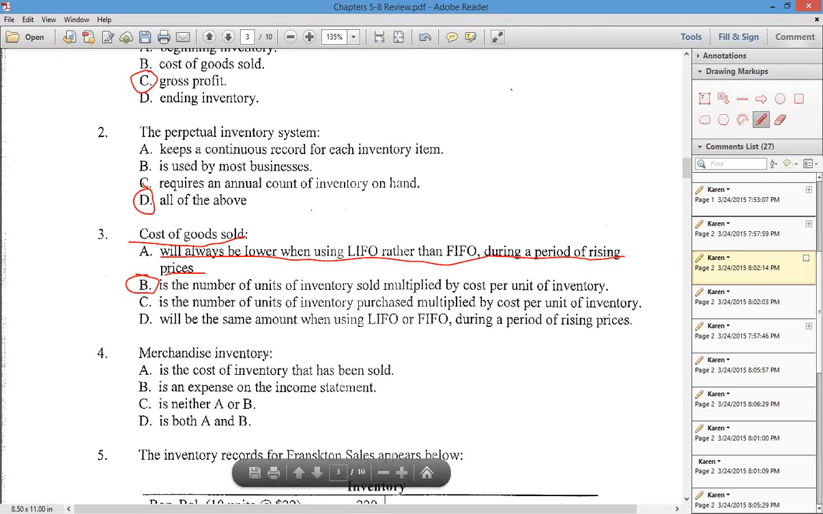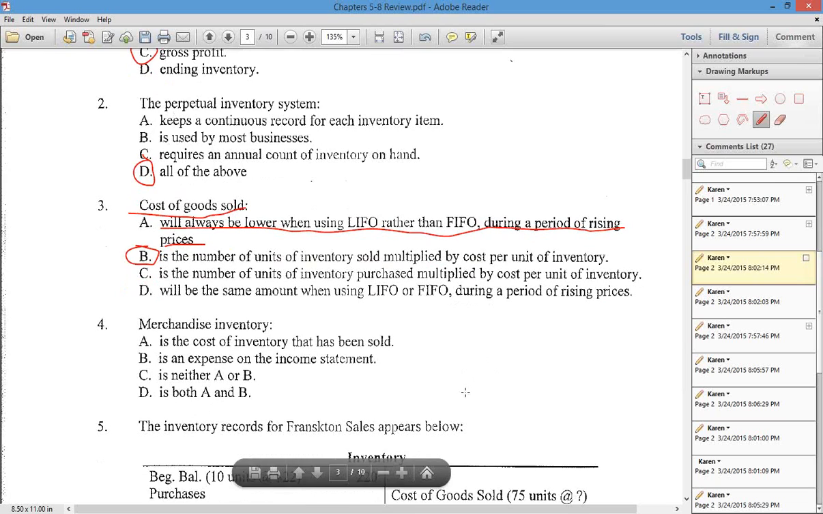Number 4, merchandise inventory. I think that if I can remember right, all of my students in my face-to-face class yesterday morning got this one wrong. So merchandise inventory is the cost of inventory that has been sold, is an expense on the income statement, is neither A or B, or is both A and B. What do you think? I'm just curious to see if you can get this one right. Okay, and the answer to that is no, right?